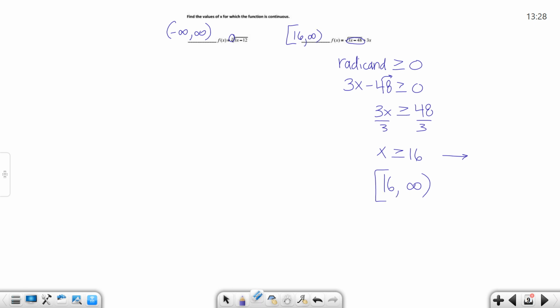Now let me address the 3x at the end just one more time. If you look at this particular function, remember you only take the radicand and set it greater than or equal to 0. So since the 3x is not underneath the radical, you don't have to worry with that piece.